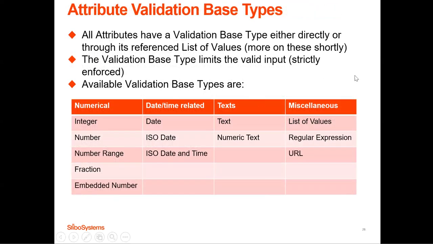So, obviously, to store any attribute information, we should define the data types, right? So that's the attribute validation base types. Attributes in STEP support multiple data types. It can be integer, number, text, list of values, a date data type, and number range. A lot of data types are supported by STEP.